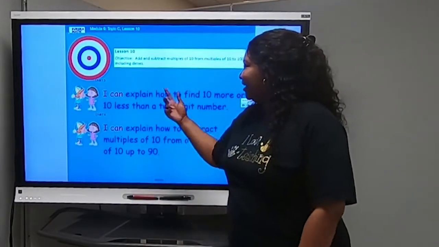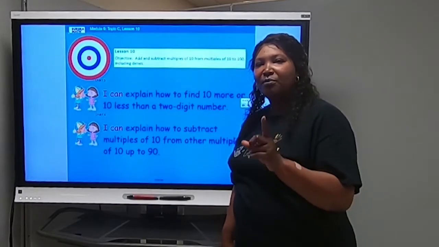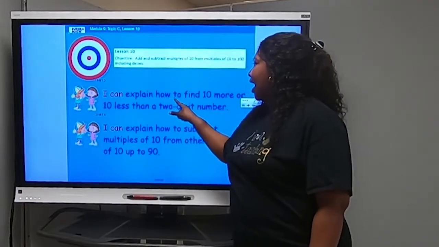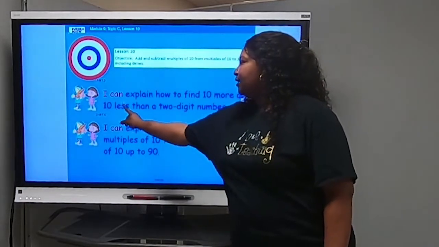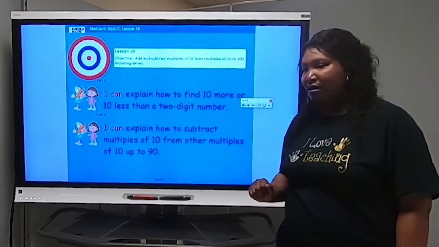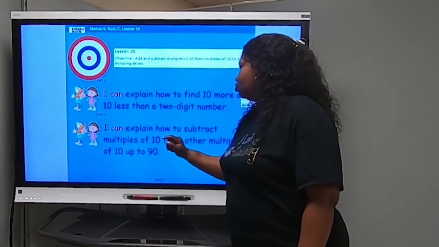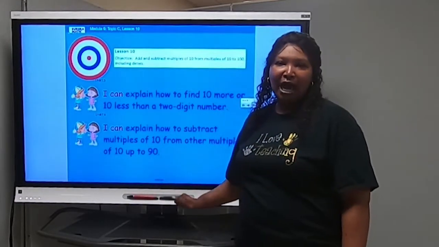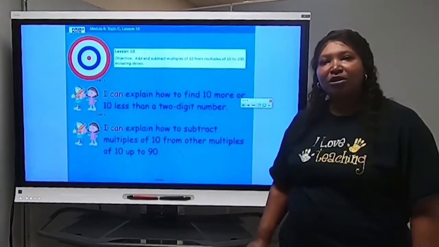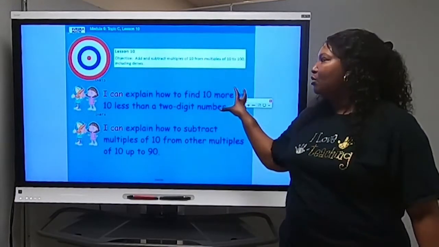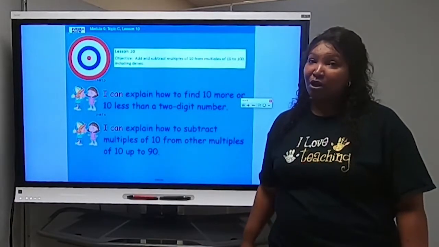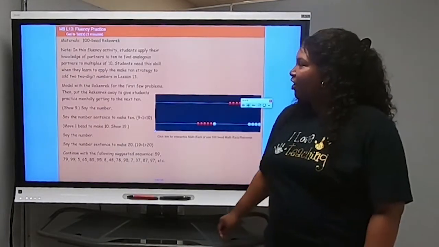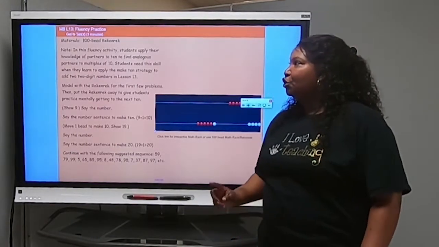Thank you. Okay, let's read our learning goal. Remember, this is what we're expected to know when we complete this lesson. I can explain how to find 10 more or 10 less than a two-digit number. Okay? I can explain how to subtract multiples of 10 from other multiples of 10 up to 90. Okay, so I want you to remember those learning goals, because as we get through the lesson, I will reference back just to make sure that we're mastering those goals. Ready? Good job. All right, so first we're going to warm up with an activity called Get to 10.